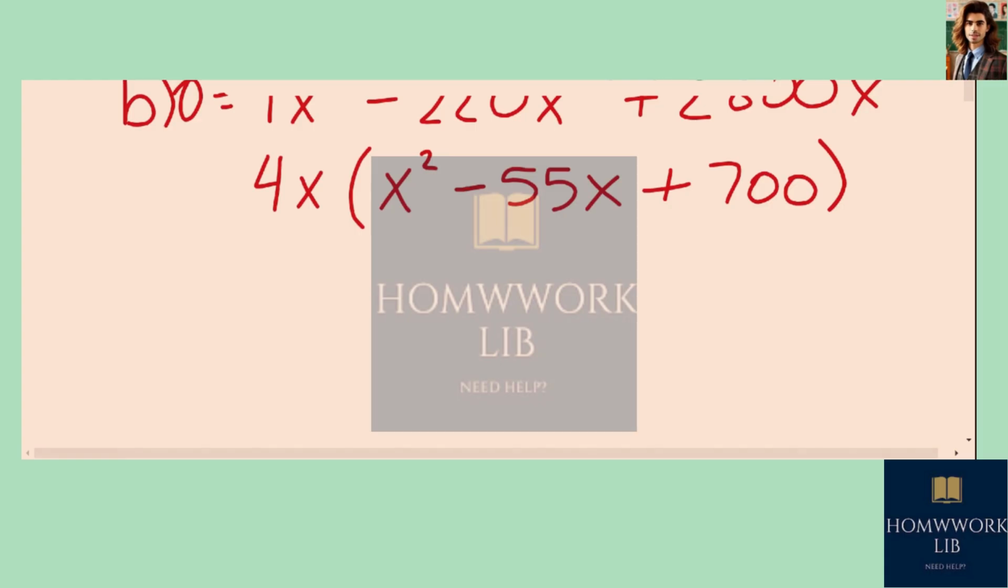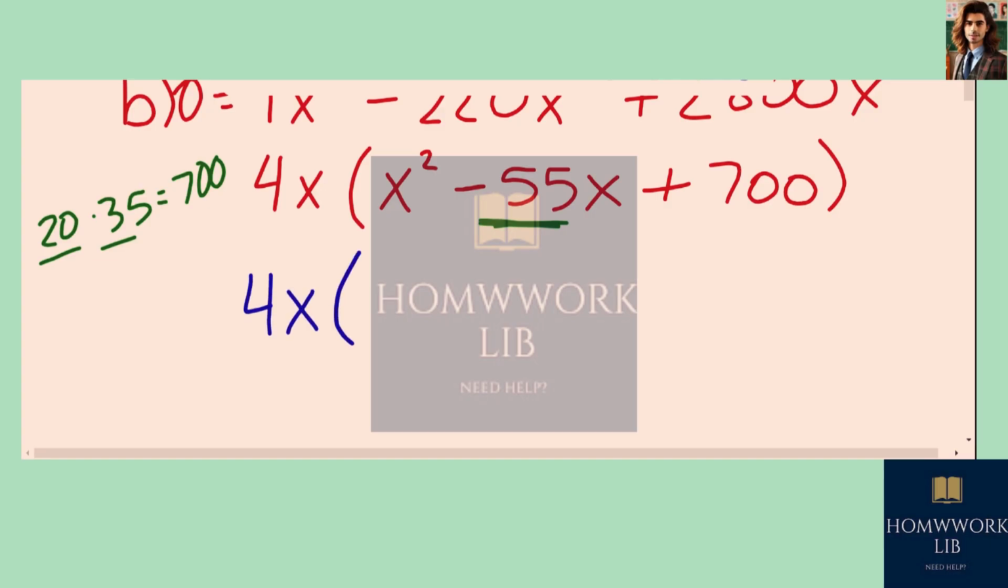So that's our special group right here that I'll write over here on the side: 20 times 35 is equal to 700. And luckily this middle value, our b value in this quadratic, is 55. So this tells us that we can use this 20 and 35 combination to factor this quadratic. We're going to be able to break this down nice and easily now that we know the special factor pair that works.